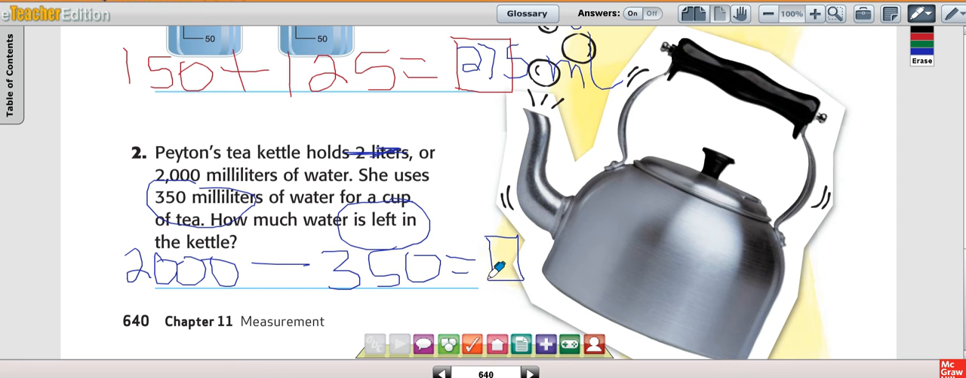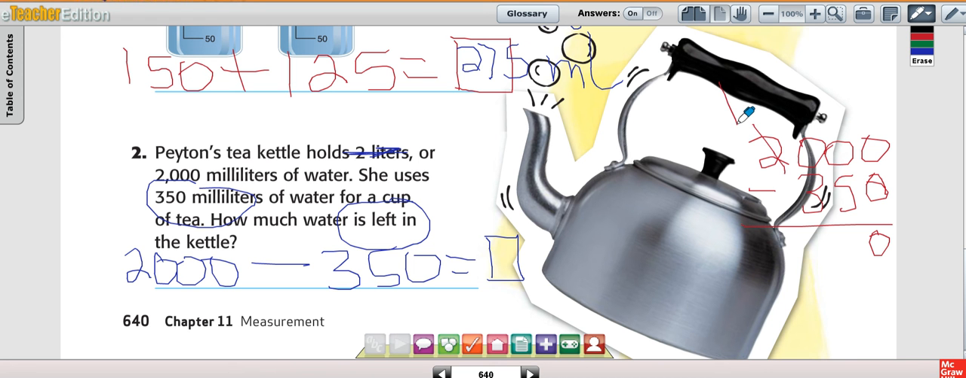So here's my equation with my symbol. Now let's subtract that. Let me use some red. So 2,000 minus 350. 0 minus 0? 0. Yep, I could do that. That's a 0, by the way. 0 minus 5? How can I take away 5 from nothing? I can't. I have to borrow. Can I borrow from the 0 on the left? No. I have to borrow from the 2.